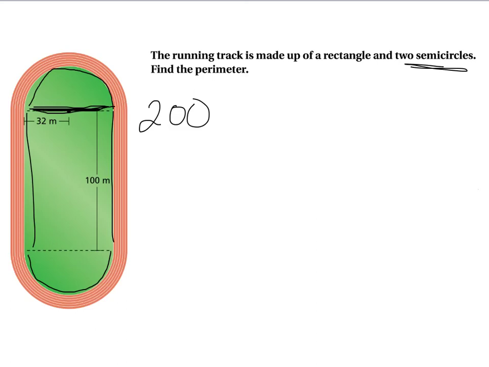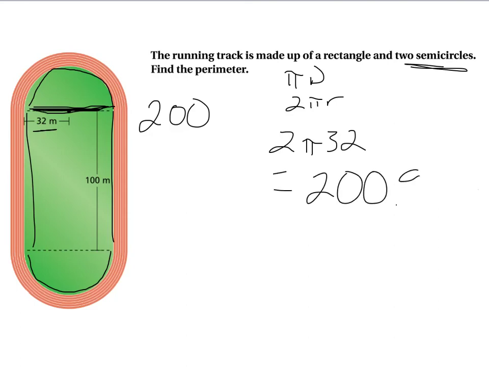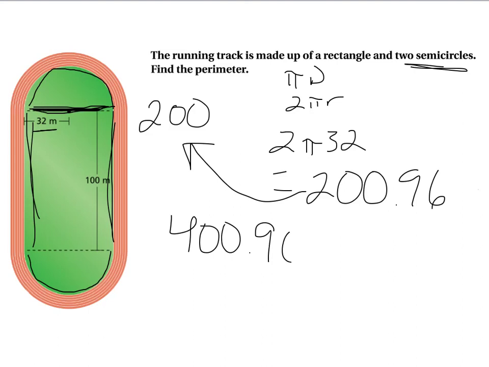We have to go ahead and find the circumference of a circle. The circumference of a circle, remember, is pi times d, or 2 pi r. Well, radius is given of 32, so I'm going to multiply 2 times pi times 32. And when I multiply all those together, I will get 200.96. I then add that back to the original 200 for the sides here, and I get 400.96. Again, I've got a label. This one is meters.